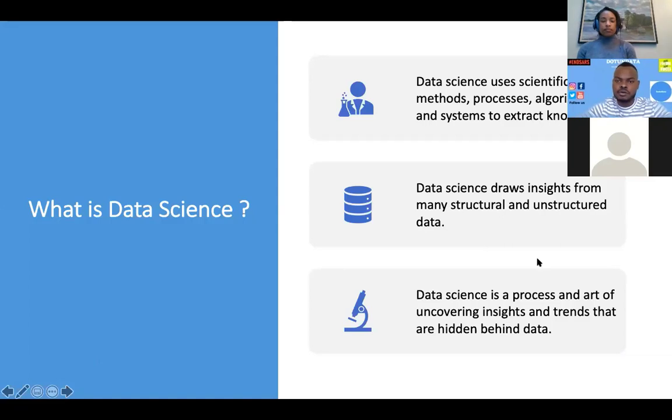So what is data science? Well, data science uses scientific methods, processes, algorithms, and systems to extract knowledge. At the end of the day, the goal is to extract some form of knowledge and understanding, like everyone said in the chat box. It's a way to draw insight from data, right? But there are varying forms of data. There's structured and unstructured data. And data science is a process. It's a science, but it's also an art, an art of uncovering insight. The more experience and skill sets you gain in data science analysis, the better you get at uncovering insights and trends. So my goal for today is to take you through this journey of a data science project and see the different steps that are taken. And hopefully from there, you can begin your own data journey.